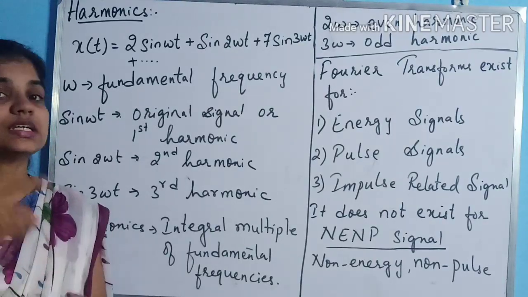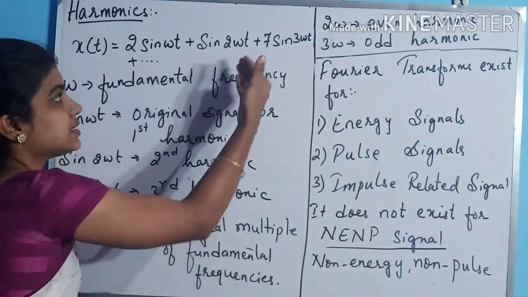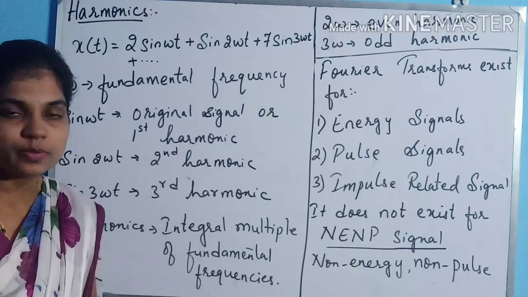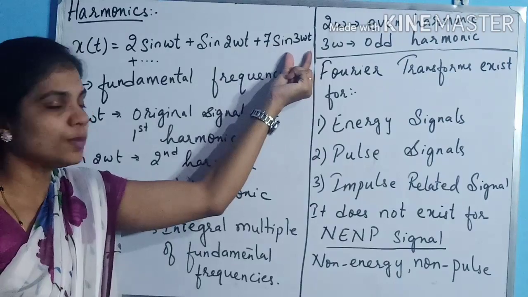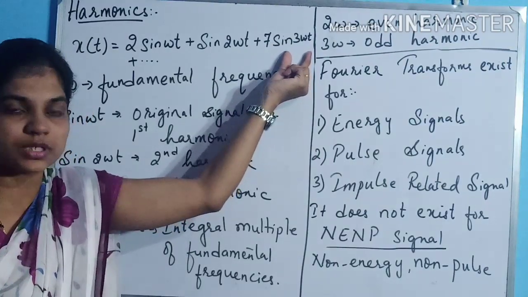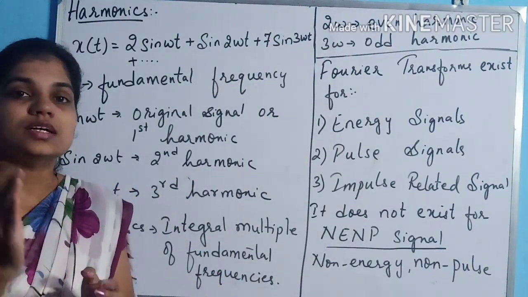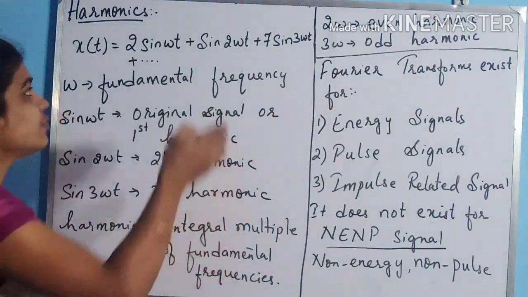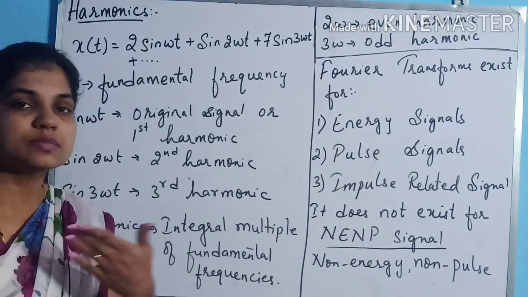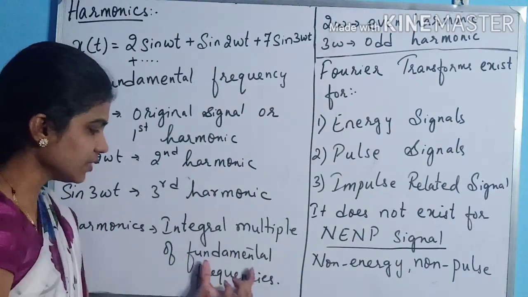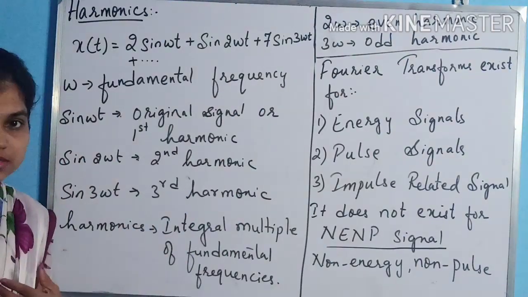And this we are calling the first harmonic. Now when we move on to sine 2 omega t, the 2 omega t is the second harmonic, and 3 omega t is the third harmonic. Now what do these represent? They are the integral multiples of the fundamental frequency. So when we have an integral multiple of the fundamental frequency, we call it a harmonic.